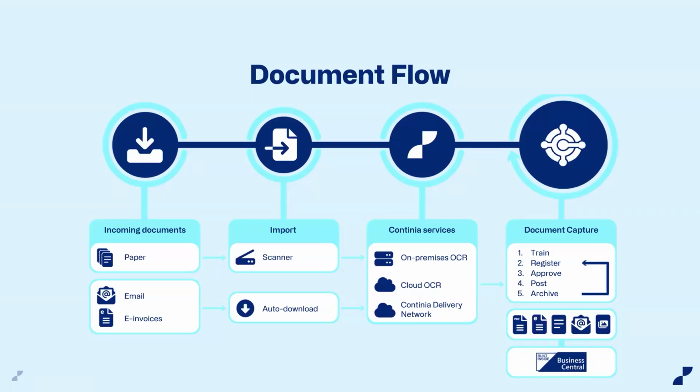Inside of Document Capture, we are training these documents based on a template-based system per vendor, where each vendor has a corresponding vendor template. We train the template on capturing information from those incoming documents to create the repeatable capture of the necessary information. Once the template is built, we can then register the document to create the Business Central transaction. You can send it through an approval process if needed. It can be posted in Business Central and then archived inside of Business Central.